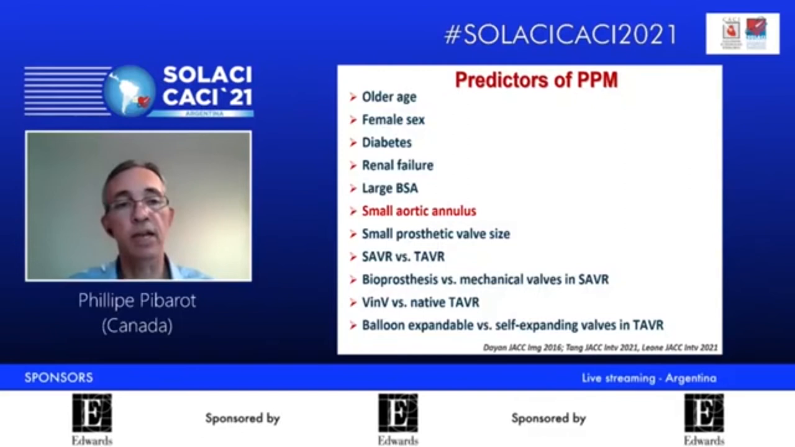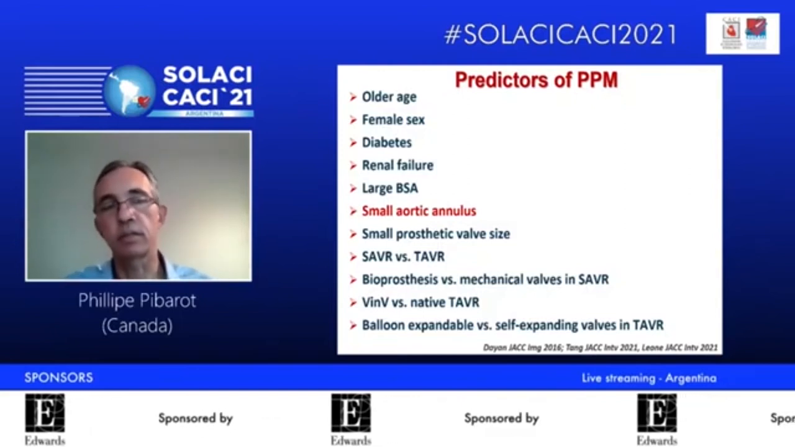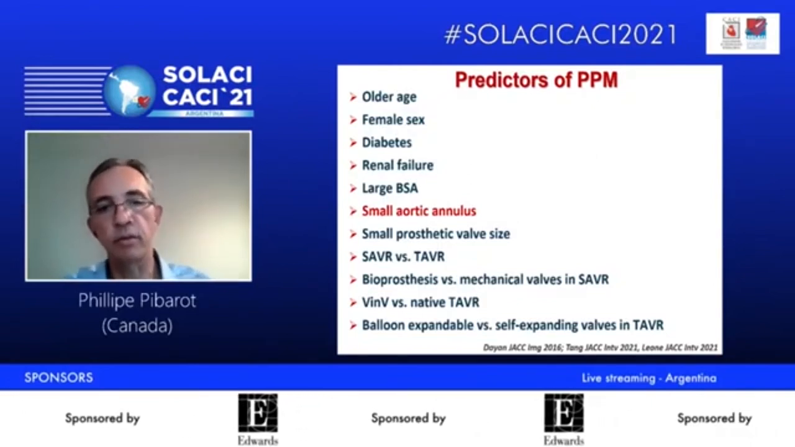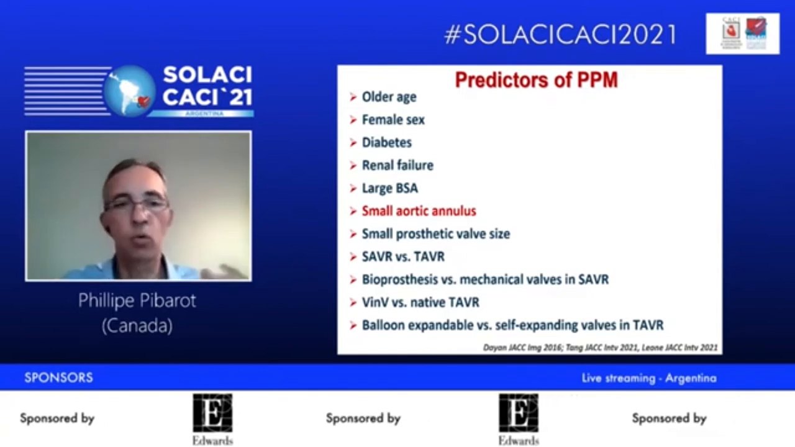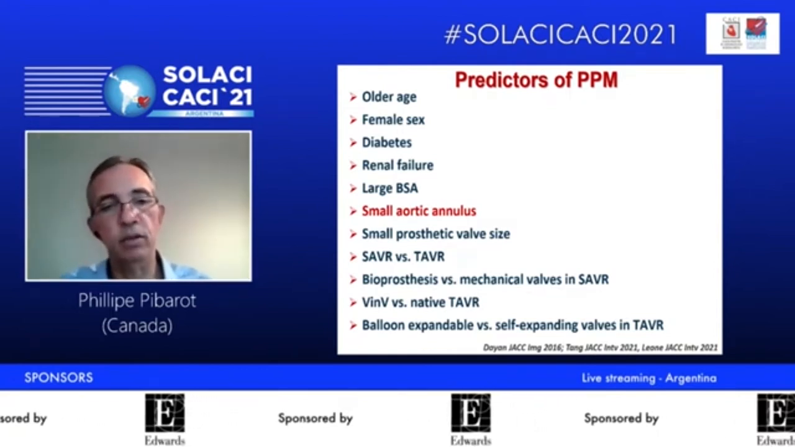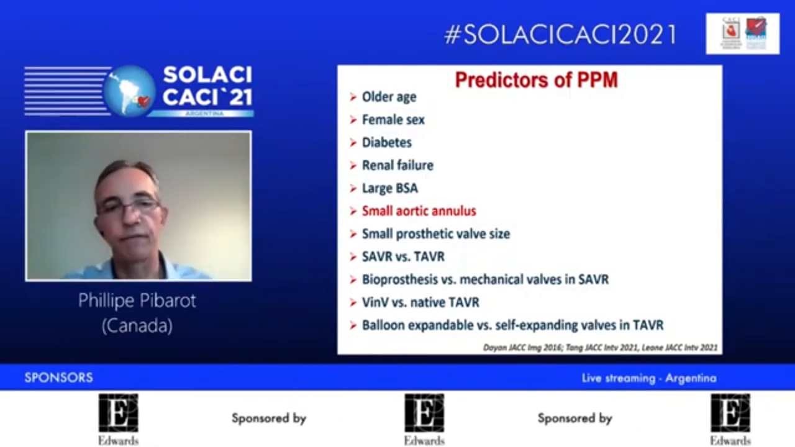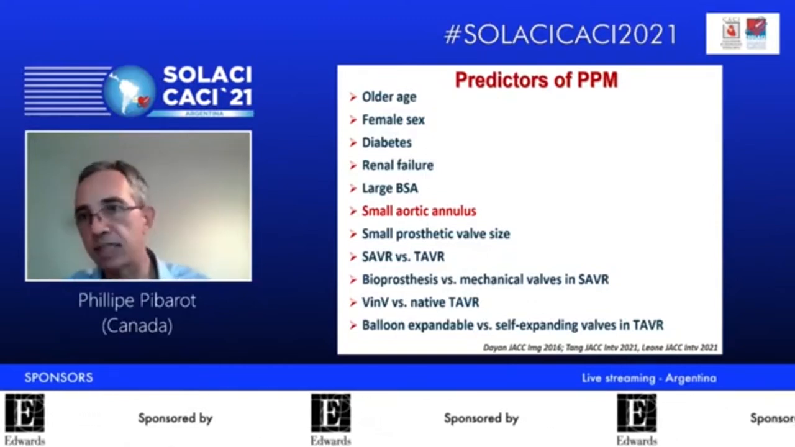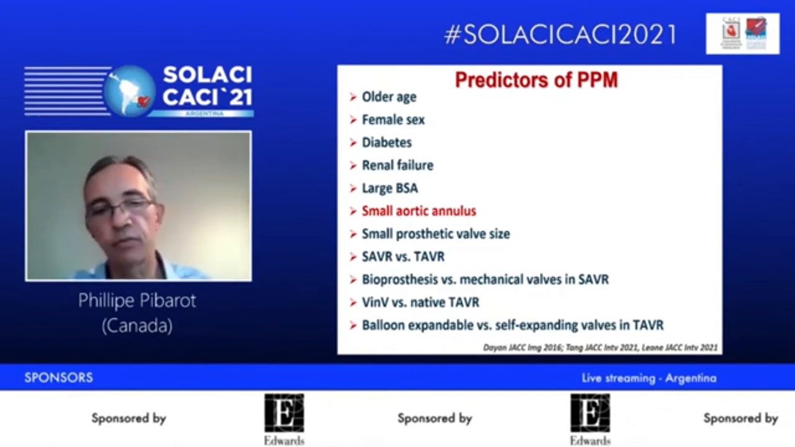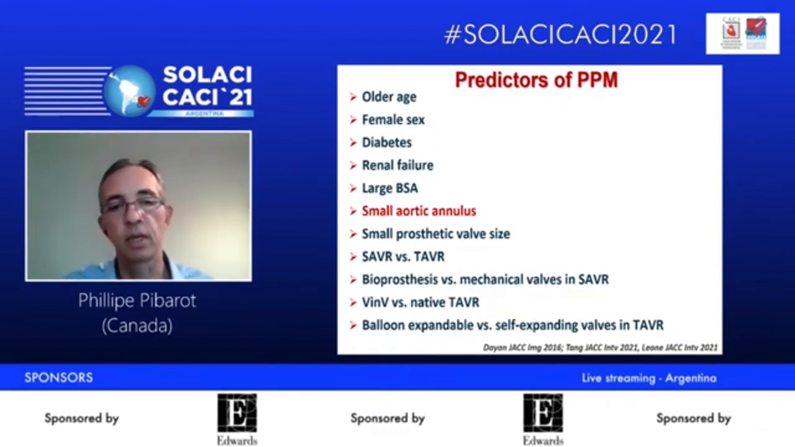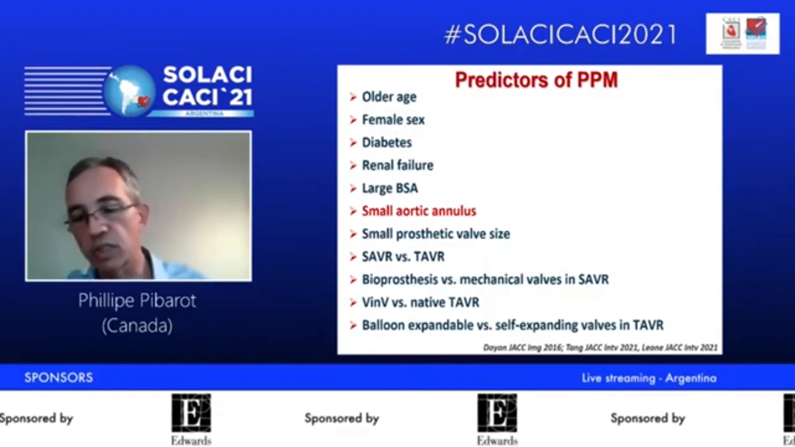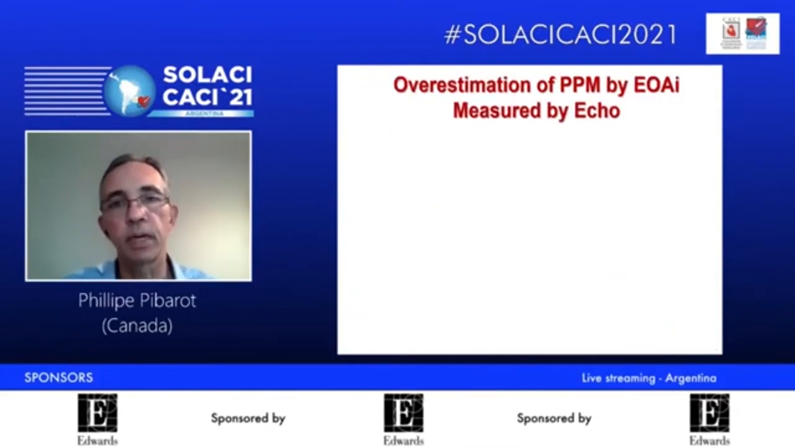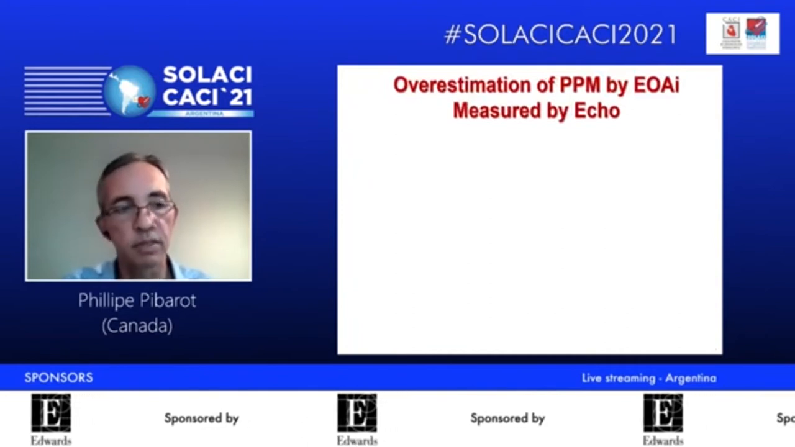And then there are maybe more procedure or prosthesis-related factors. SAVR versus TAVR: indeed, there are several studies suggesting that there is more severe mismatch with SAVR than with TAVR. Within SAVR, you tend to have more mismatch with bioprosthesis versus mechanical valves. And in the TAVR field, generally there is much more severe mismatch with valve-in-valve versus native or de novo TAVR. And as Adolfo mentioned, there are also studies suggesting that you have more mismatch with the balloon-expandable versus the self-expanding valve in TAVR.